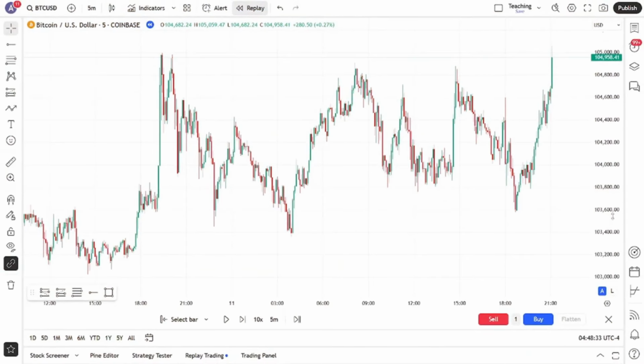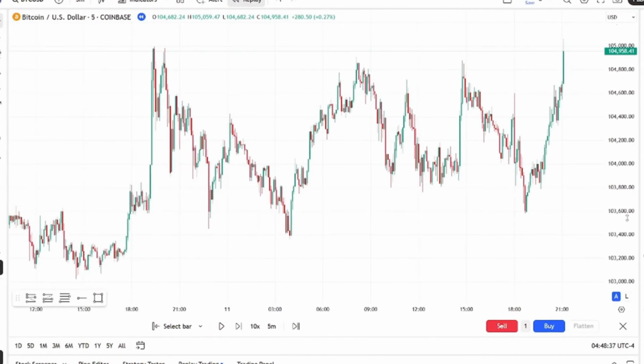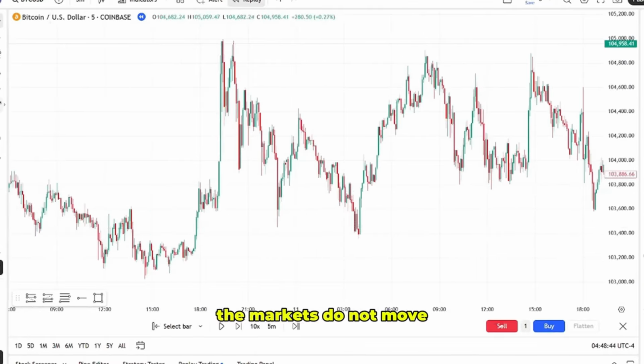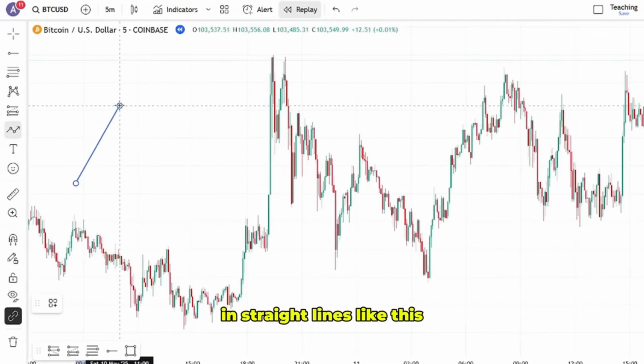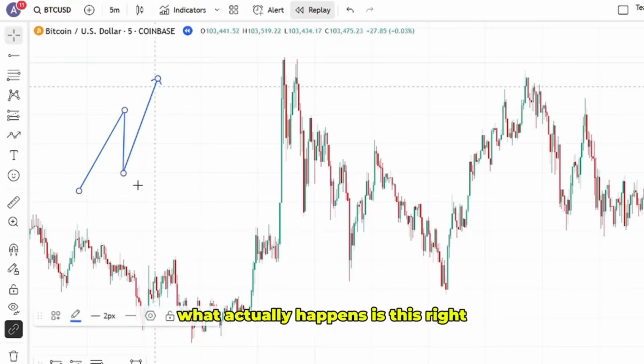Okay, so for step 2, we want to look for something called a liquidity sweep, right? And this is simply just a stop run. All we want to see is a stop run before we can enter, because, and you've probably seen this so many times, right? The markets do not move in straight lines like this. You can't just buy the dip randomly and then hope that price goes up, because you will see 9 times out of 10, what actually happens is this, right?